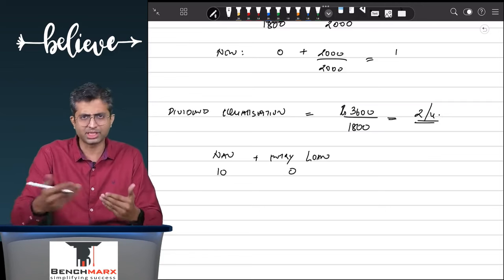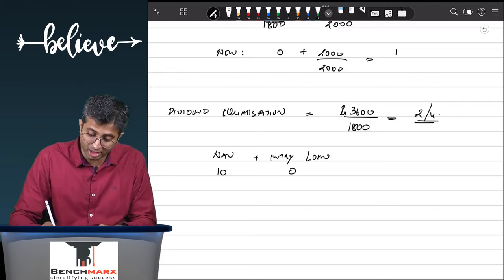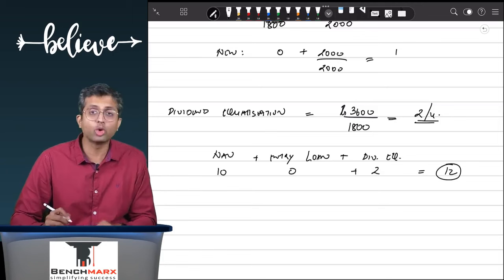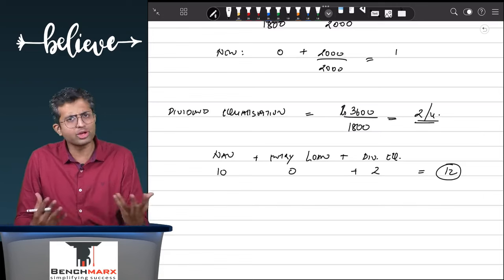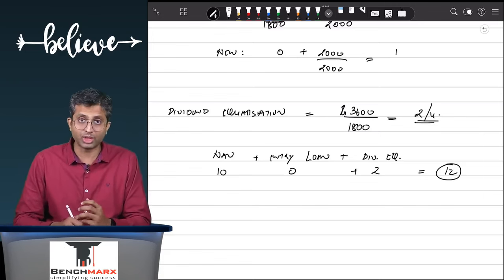Entry load is a percentage that you have to pay as cost as a new investor in order to enter, plus let us say dividend equalization. Dividend equalization, for example, is, let us say, 2 per unit, and hence the new unit holder will pay 12. Now when he is entering, ideally he should have paid 10, however he has to pay the additional 2 for the purpose of dividend equalization.